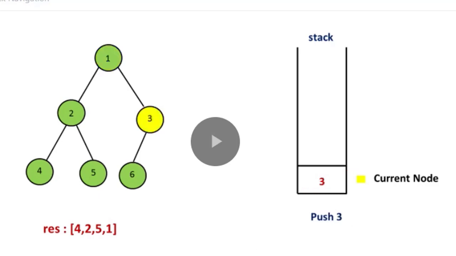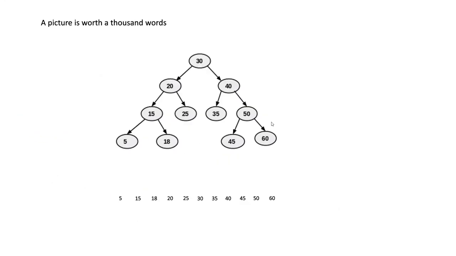Now we'll go down to the 3, we'll push that on the stack, and go down to the 6. The 6 doesn't have a left or a right node, so we'll pop that off. And finally, the only thing left is the 3, so we'll pop that off. And that is pretty much the logic that we're going to use. So let's try and figure that out.